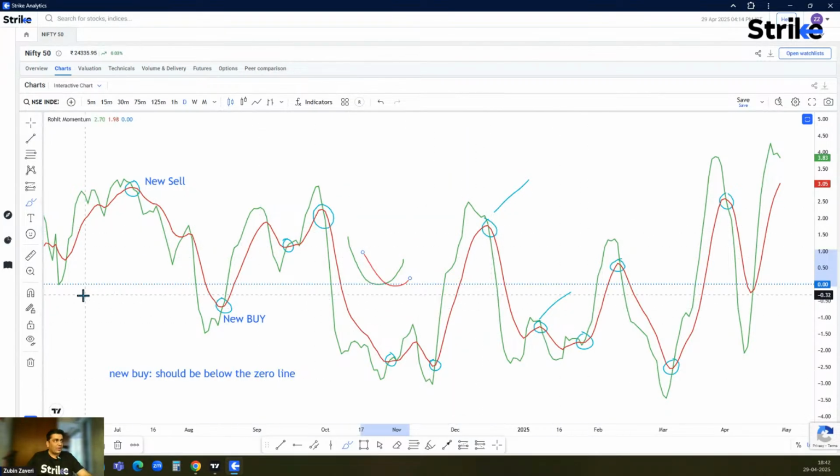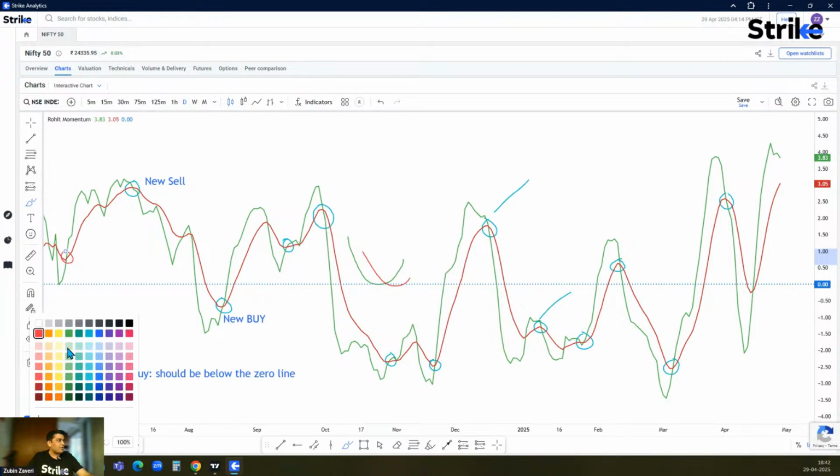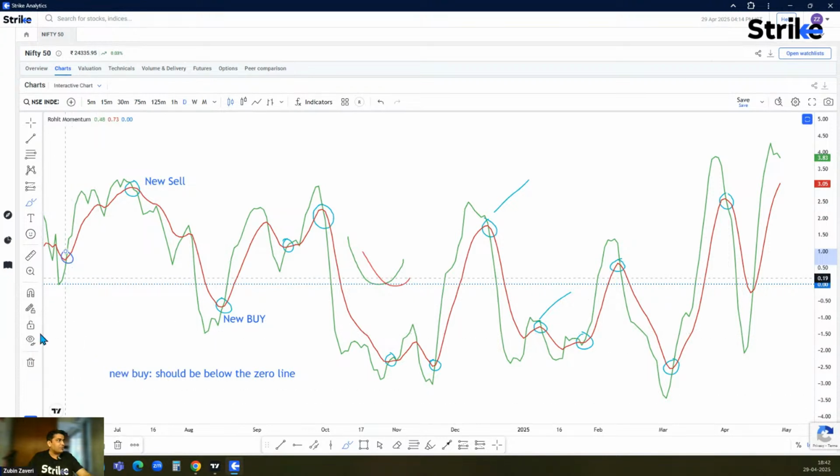So did you understand this? Yeah. So something like this. See over here, the green line touches at the start of the screen over here. The green line touches the zero line, and then over here gives a buy signal. All right. So this is an effective signal. This is an effective buy signal.